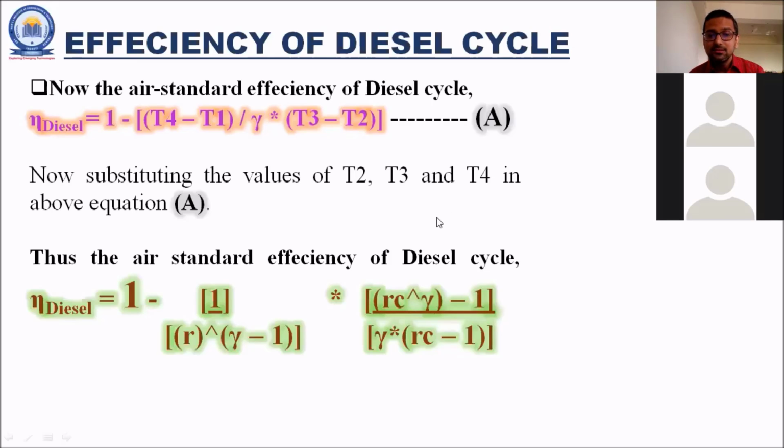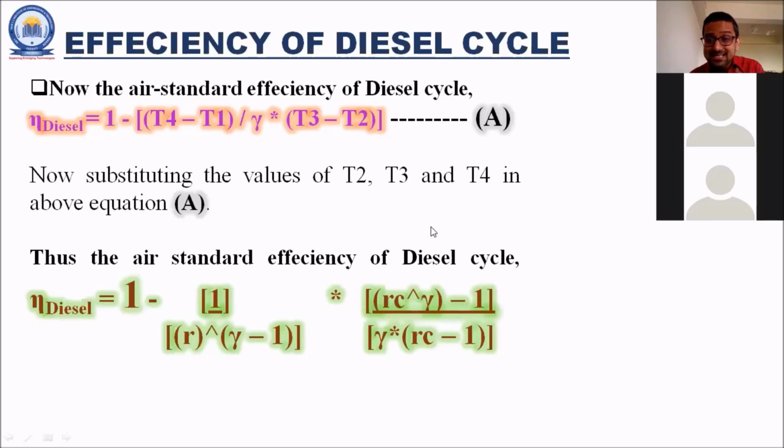So repeating the last equation, the air standard efficiency of the diesel cycle, eta diesel, is equal to 1 minus 1 upon r raised to gamma minus 1, into Rc raised to gamma minus 1 divided by gamma into (Rc minus 1). Dear friends, you need to remember this final equation because we are going to use this equation while solving the numericals of the diesel cycle.